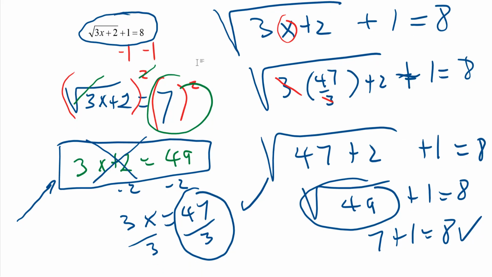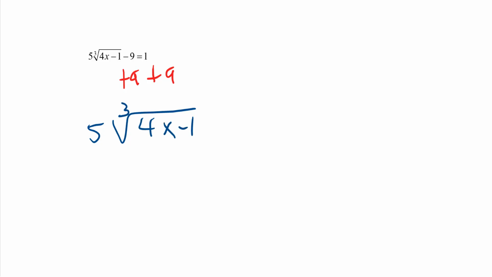Okay, let's do the next one. Again, when you have an equation that has a radical in it, you need to isolate the radical first. So we will add 9 to both sides. You're now going to have 5 times the cube root of 4x minus 1 equals 10.